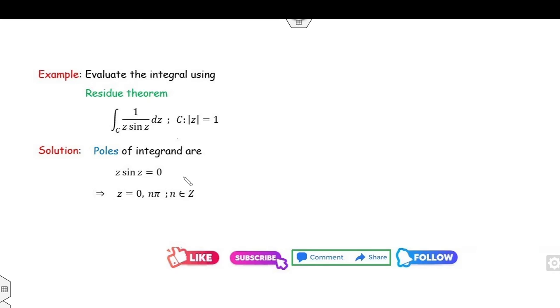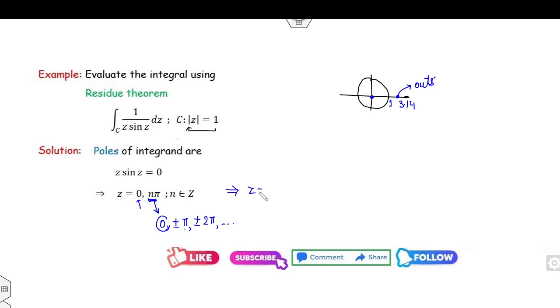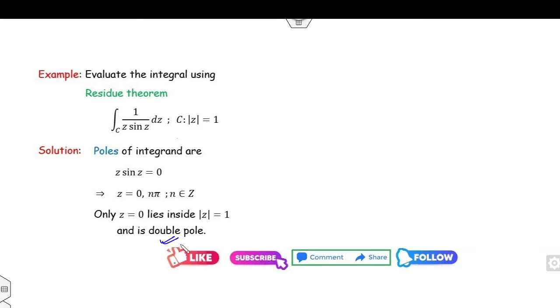Fine. Now out of all these poles, how many poles lie inside the circle? Clearly, the first value 0 lies. Fine. What is the meaning of this case? n is an integer: 0, plus minus pi, n is 2, plus minus 2 pi and so on. Plus minus pi lies outside because pi is 3.14, which lies outside. So that means the only pole which corresponds to n pi is 0. So this implies z equal to 0 is the only pole which lies inside the circle. So that means this is a double pole.